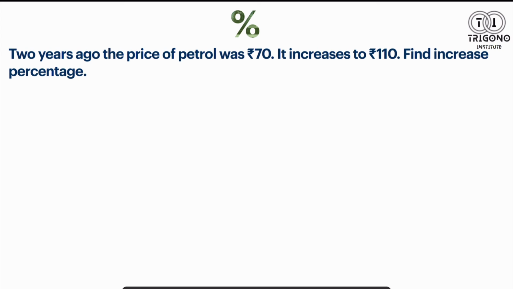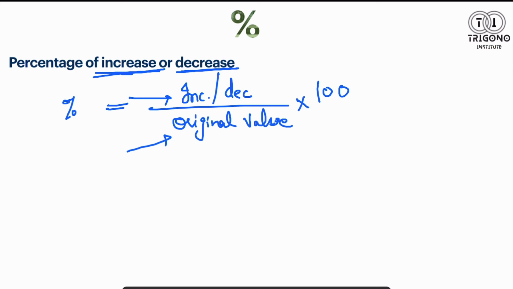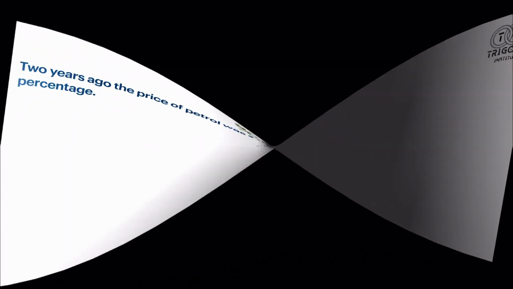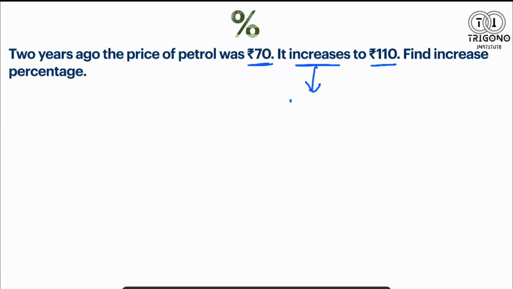So I have a question for you here. Two years ago, the price of petrol was 70 rupees. It increases to 110 rupees. So find the increase percent. It's a very simple question. What you have to find out is the increase percent. Now we are doing increase percent, so I am going to find out the increase. If I subtract 70 from 110, you will get 40. That means my increment in the petrol price is 40 rupees.